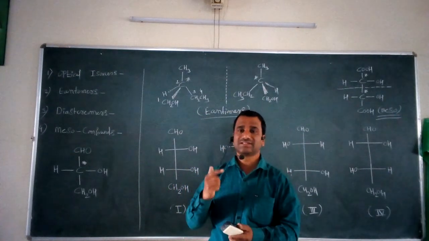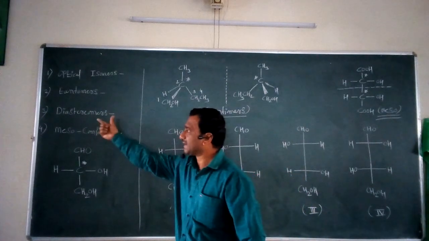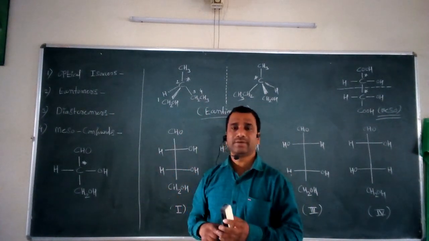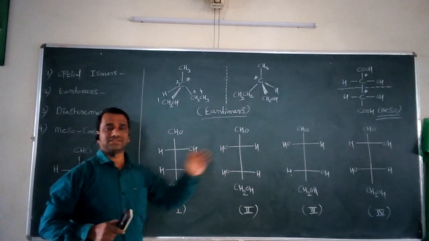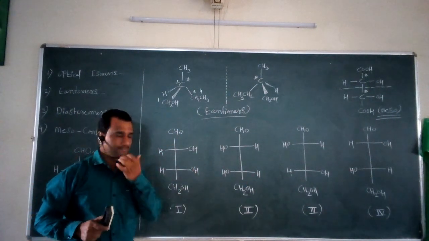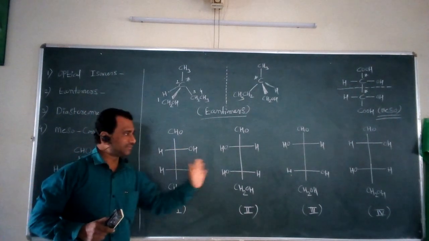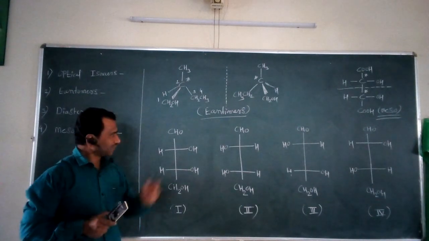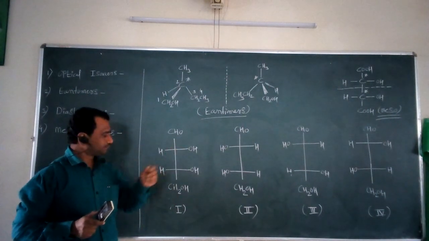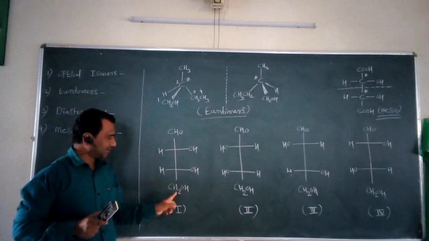Now the next, third important concept which we are going to study is called diastereomers. For this purpose, to study diastereomers, we have to consider the different stereoisomers of a compound having two different chiral centers. These are four different stereoisomers having two different chiral centers. So in this case, how many carbon atoms are there? This is 1, this is 2, this is 3, and this is 4.